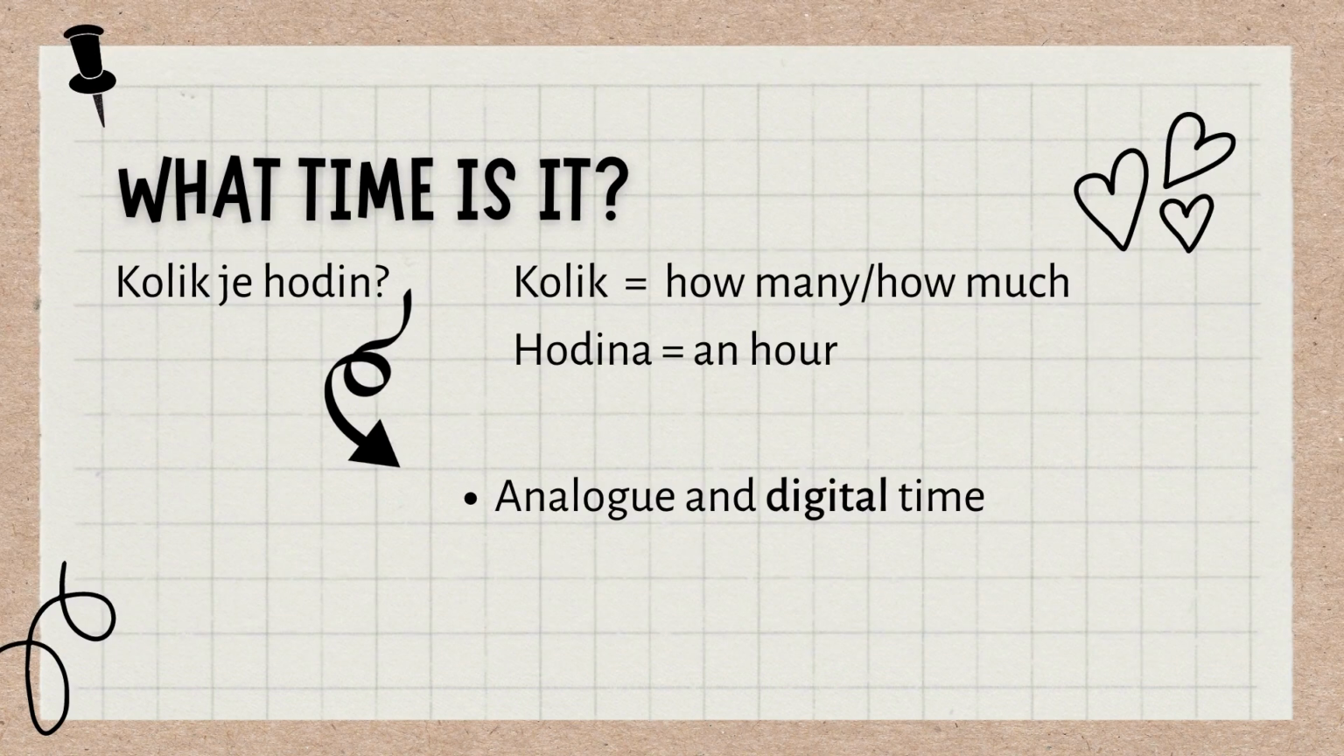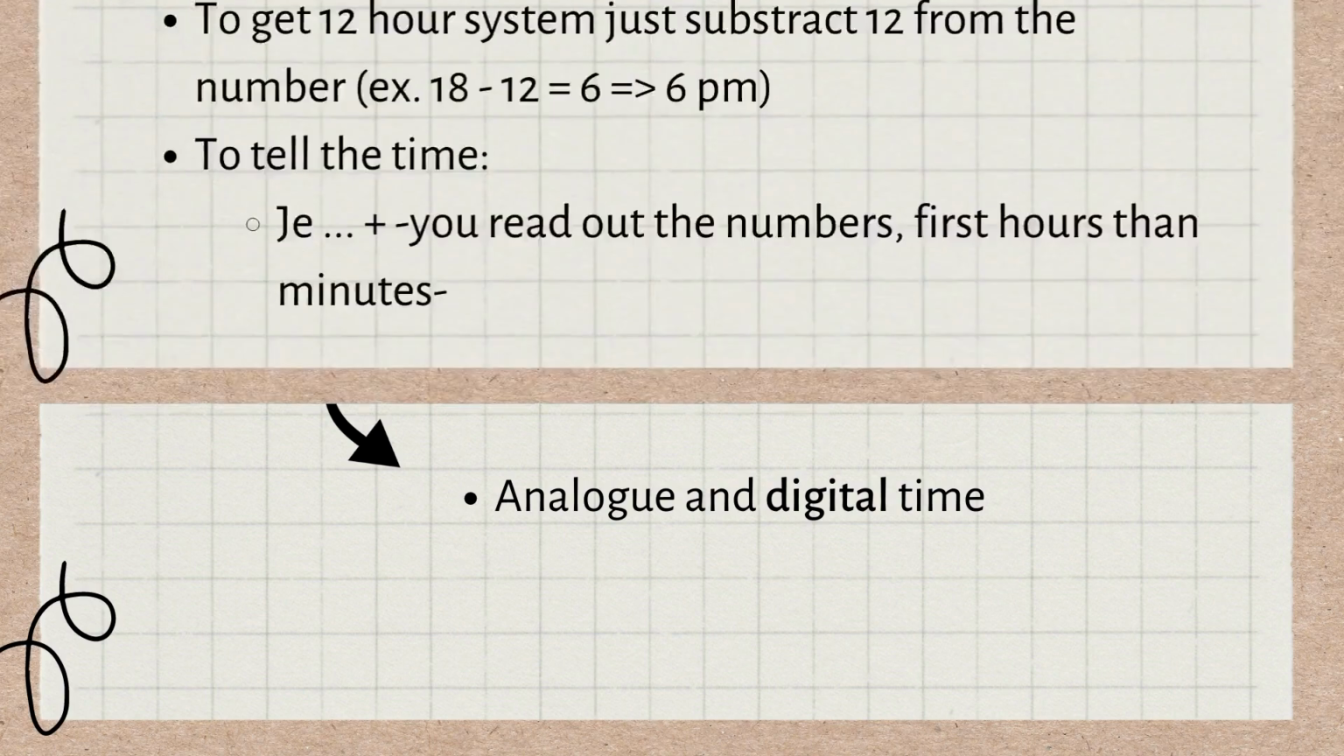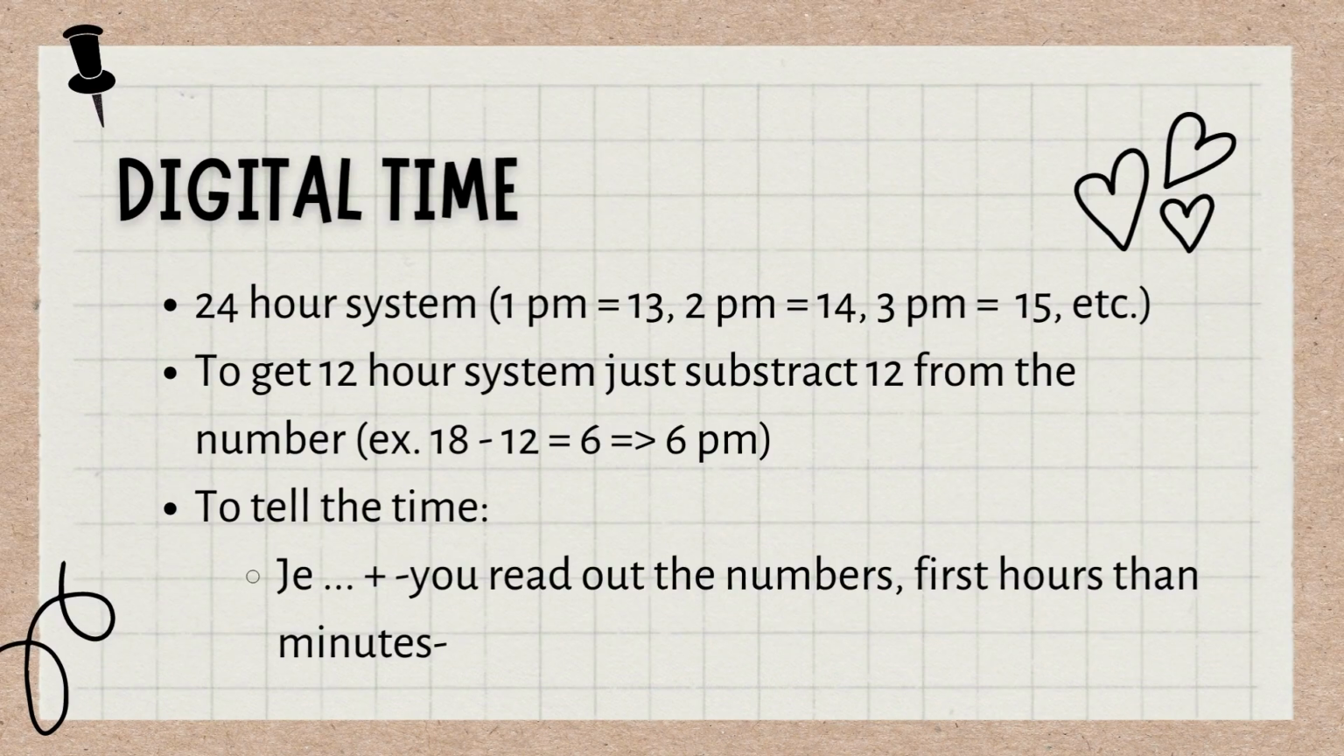Now we are going to look at how to tell time in Czech. First of all, how do you say what time is it? Kolik je hodin? There are 2 types of systems, analog and digital. Digital is really easy, so we are going to learn it today. You just basically read out the numbers.